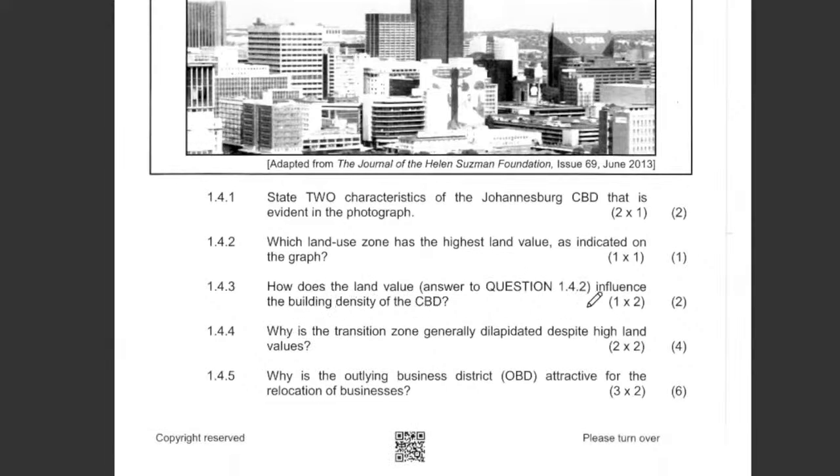How does the land value in that answer above influence the building density? Automatically, if the land value is high, every business person would like to put up a business where the land value is high, or to develop the land. So meaning that where the land value is high, many businesses are attracted. And if very many businesses are attracted, it simply means we are going to have more buildings. So the building density is going to be high where the land value is high. Okay.